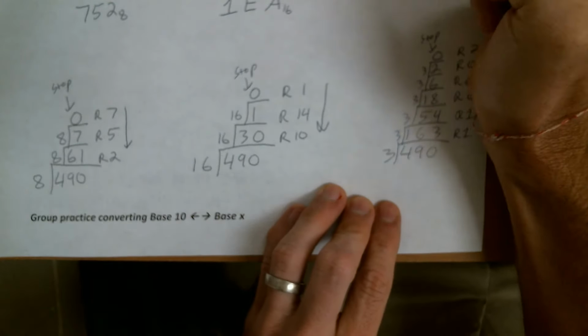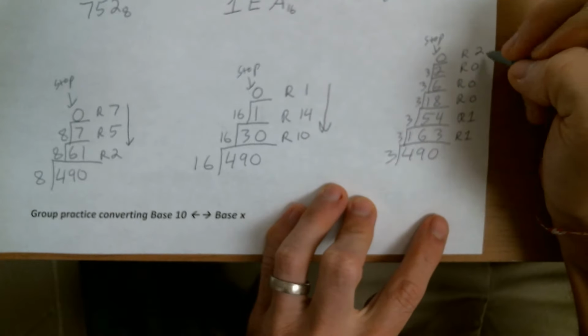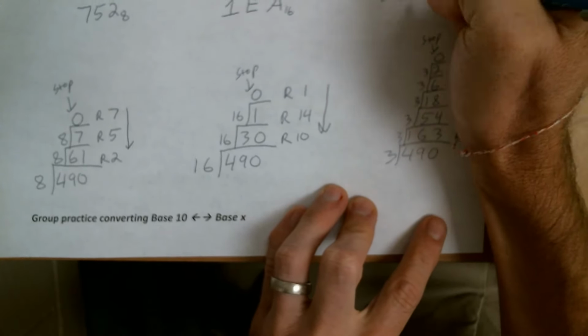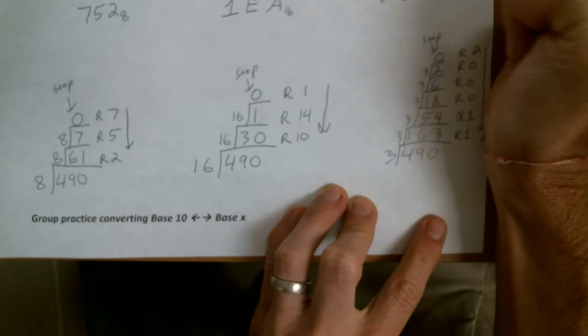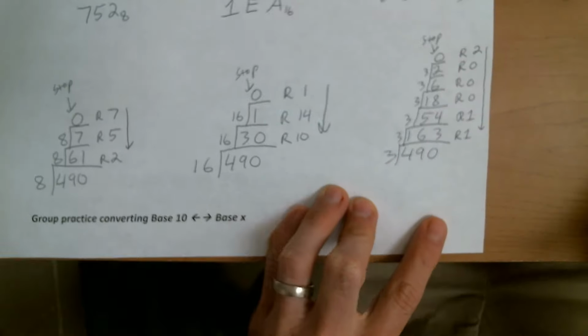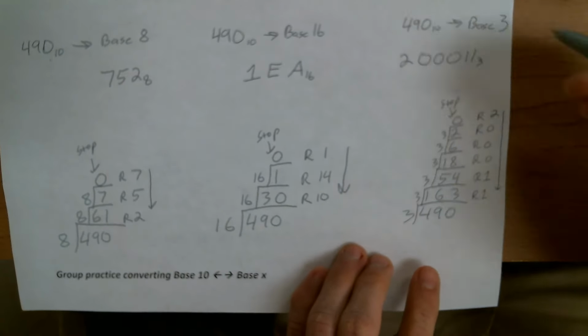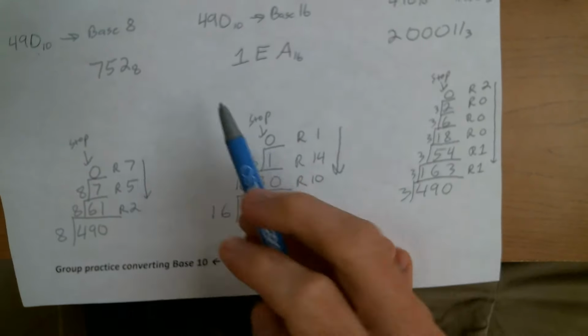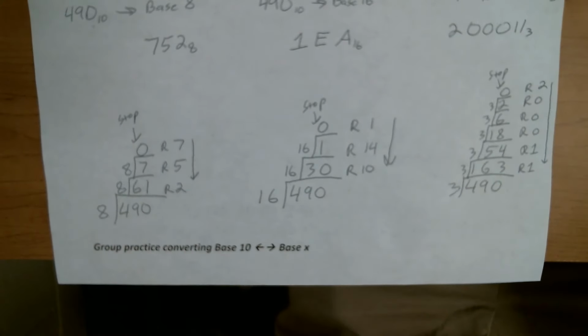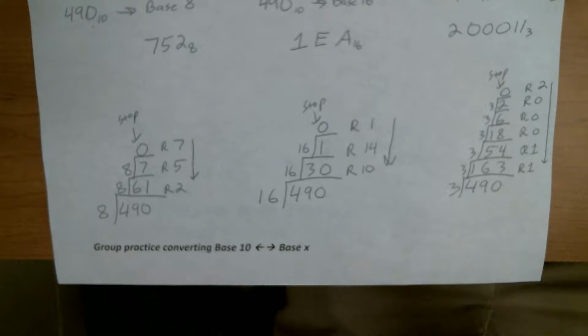All right, so that tells me that, because again we go top to bottom, 2, 0, 0, 0, 1, 1, base 3 is the same as 490 base 10, or 1EA base 16, or 752 base 8. All right. So again, we can use this algorithm to go in between any base we want.